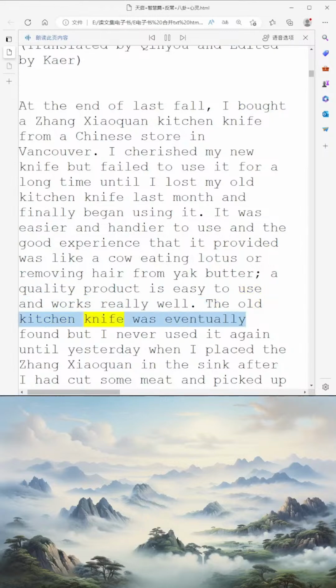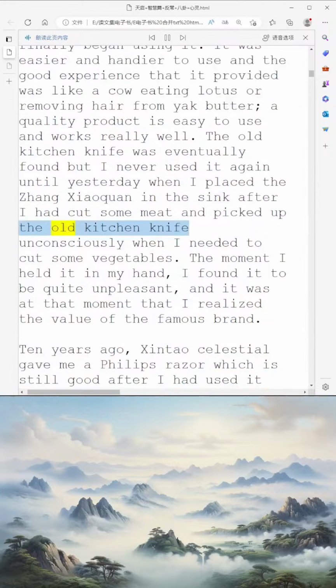The old kitchen knife was eventually found, but I never used it again until yesterday when I placed the Zhang Shaoquan in the sink after I had cut some meat and picked up the old kitchen knife unconsciously when I needed to cut some vegetables. The moment I held it in my hand, I found it to be quite unpleasant, and it was at that moment that I realized the value of the famous brand.